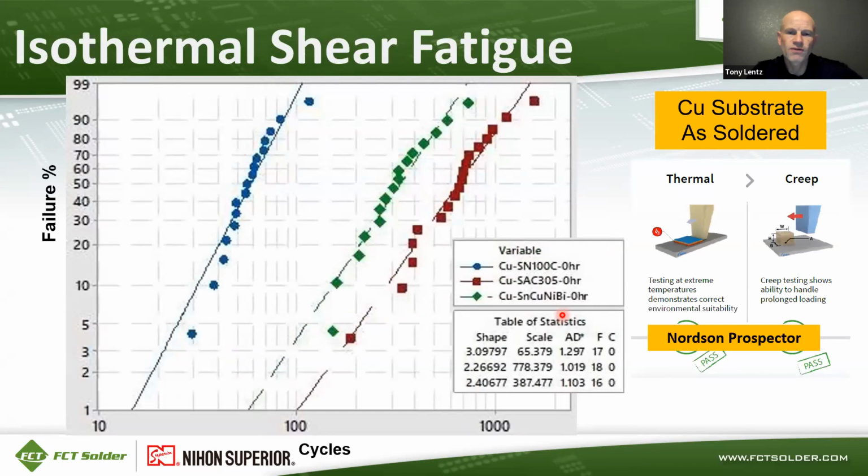Here's isothermal shear fatigue data. So you've got three alloys on this chart. The blue circles are SN100C, then the green diamonds are SN100CV, and the red squares are SAC 305. So in this initial test, as soldered, SAC 305 has the longest characteristic life. It's furthest to the right.